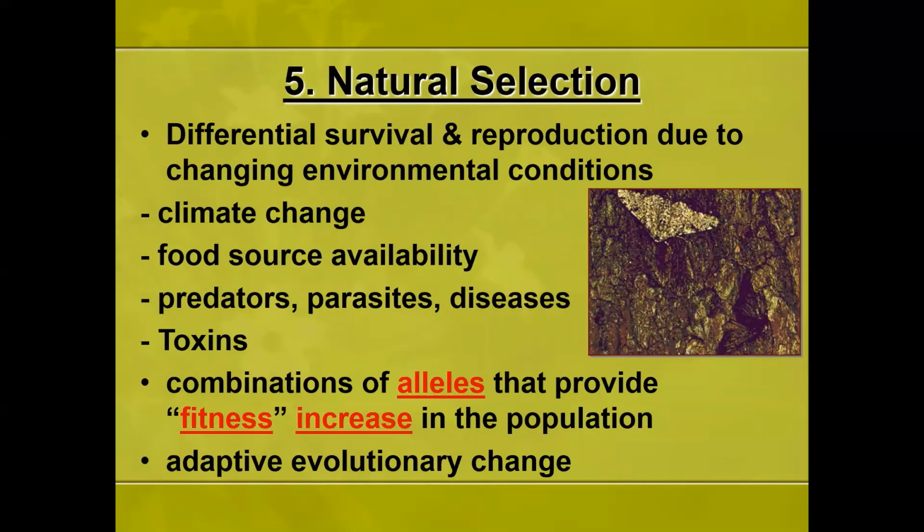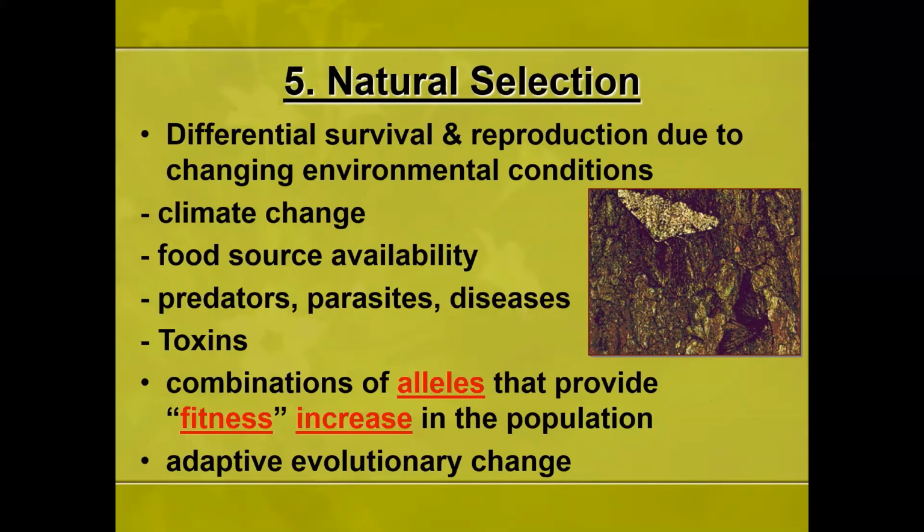Now, the last one, natural selection. Guys, we've talked about this. This is what Darwin proposed, differential survival and reproduction due to changes in environmental conditions. And guys, the environment, remember, is what's selecting what ends up being an advantage or not. And the climate is always changing. Food sources are changing. New predators can come in, parasites, diseases, toxins, all this can definitely come into a population and change the population.